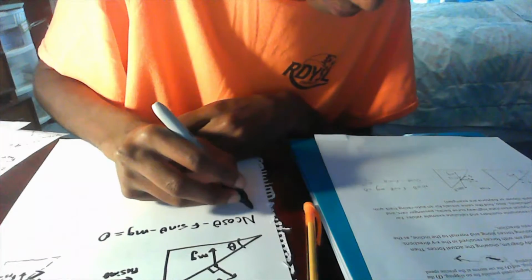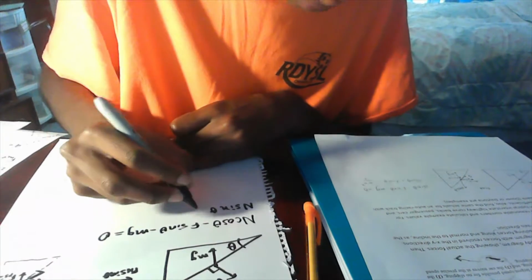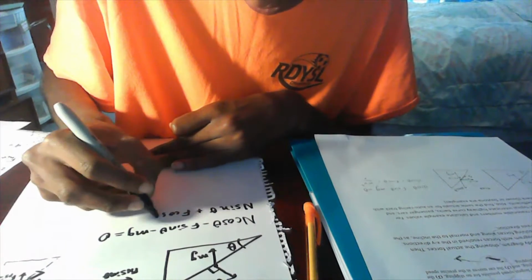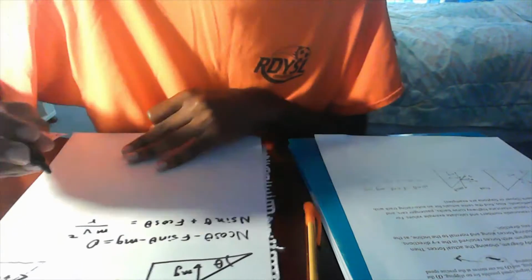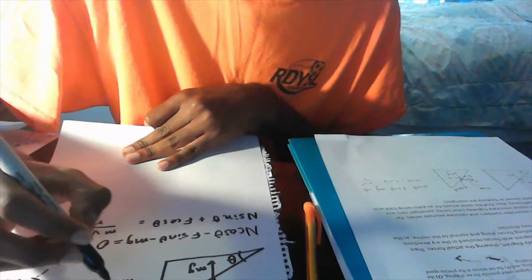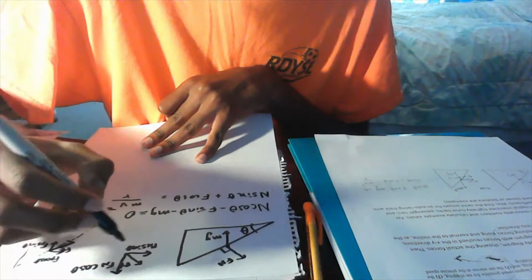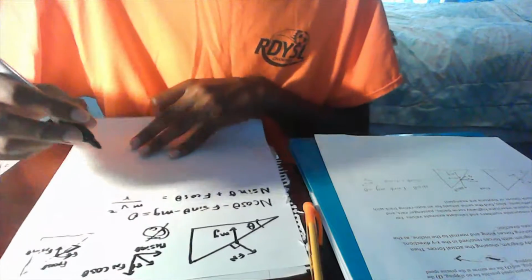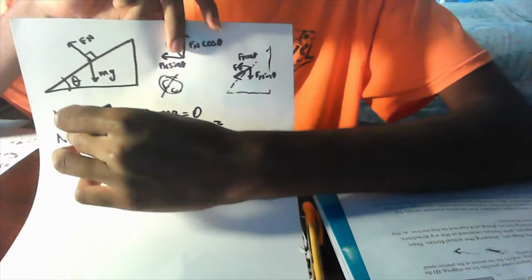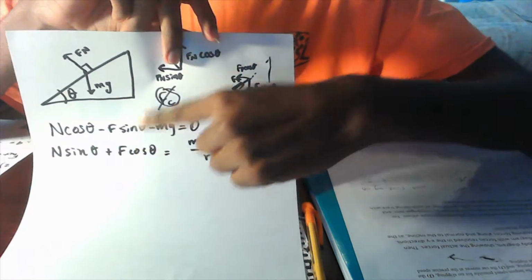And then the main equation is N sine theta plus F_f cosine theta equals mv squared over r. Centripetal force is not a new force. We did not label it on the diagram. We don't put F_c on the diagram. Do not label F_c. It's part of the actual forces acting inside. So N sine theta is the normal force going into the curve, and F_f cosine theta is the frictional force going into the curve.